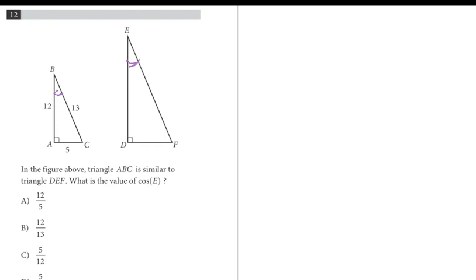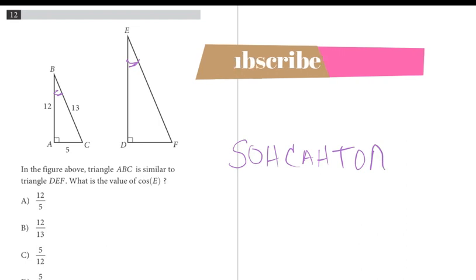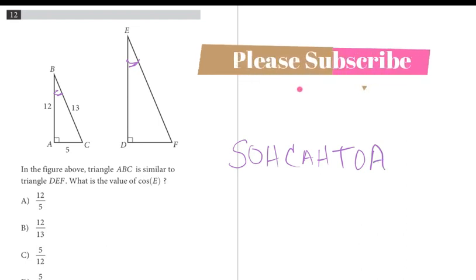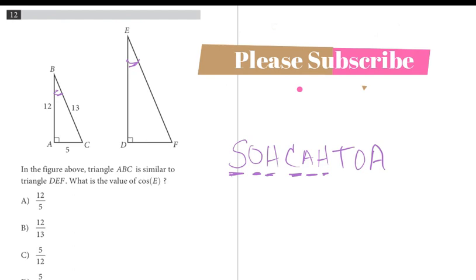Remember to use SOHCAHTOA. Let me spell that out for you. SOHCAHTOA is just the way to memorize how to solve these questions. Sine equals opposite over hypotenuse. Cosine equals adjacent over hypotenuse. And the tangent equals opposite over adjacent.